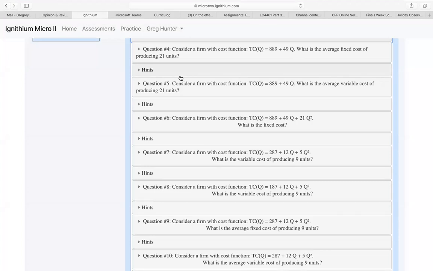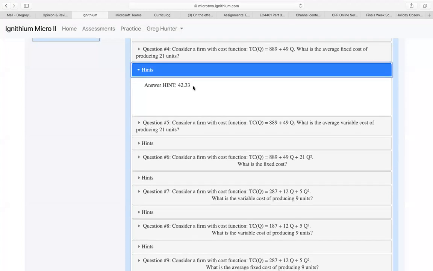All right, so Brian, number 4, average fixed cost. What do you got? I got 42.33, which I got by dividing 89 by 21 units to get the average. Yeah, it's just the definition of average fixed cost, which is fixed cost divided by the quantity you're producing.